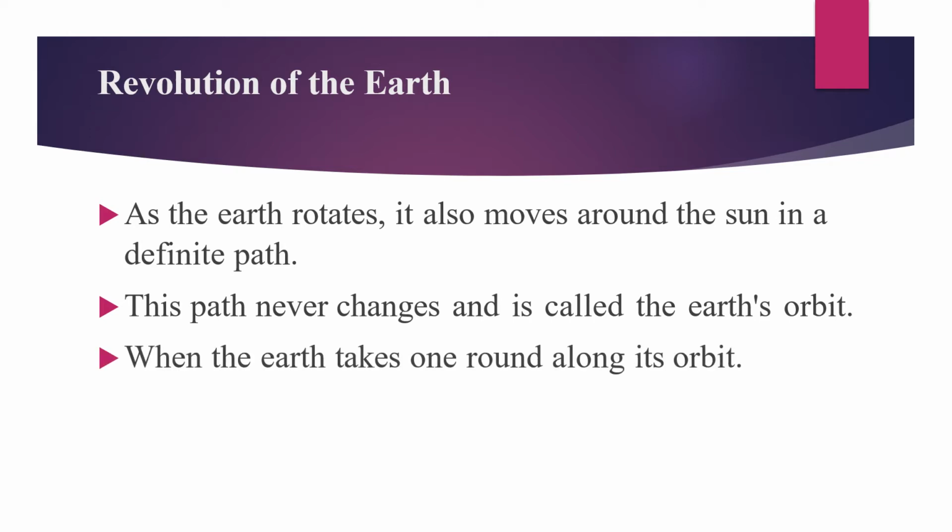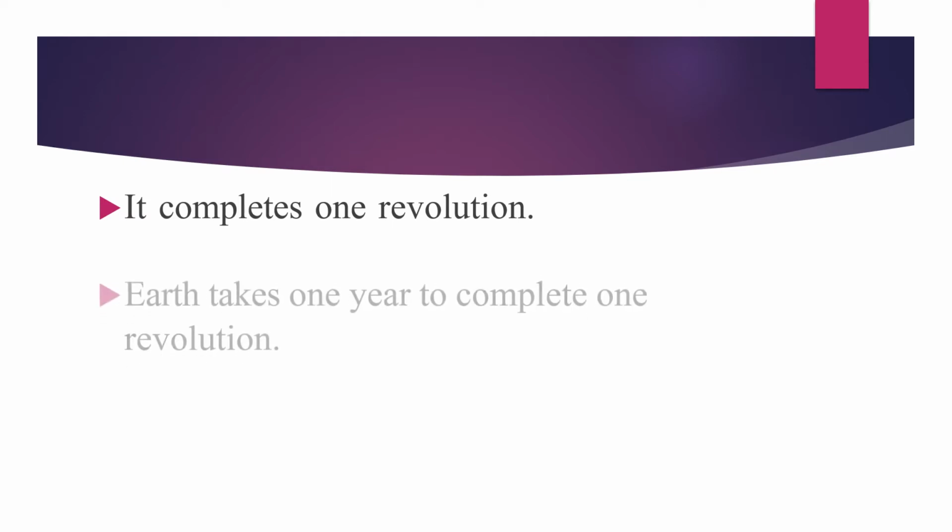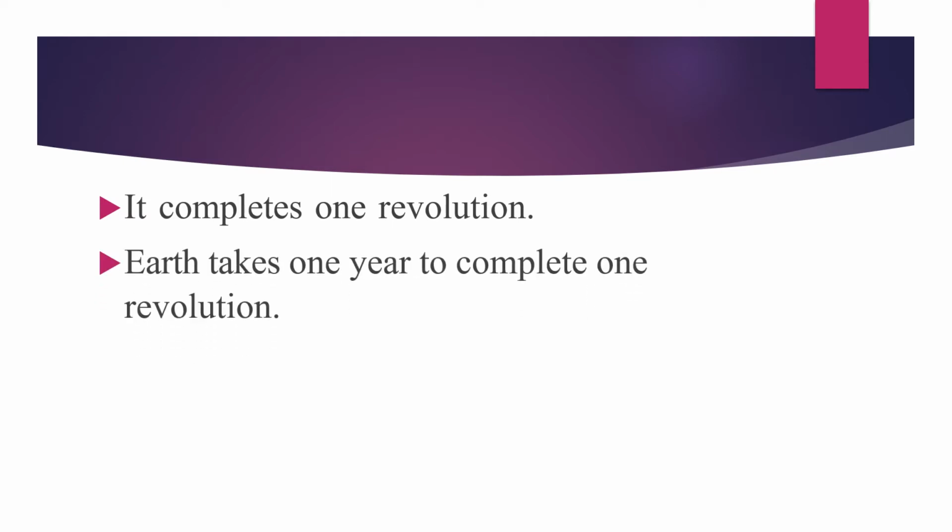When the earth takes one round along its orbit, then what happens? It completes one revolution. Earth takes 1 year to complete one revolution. Please remember children, Earth takes 1 year to complete one full revolution.